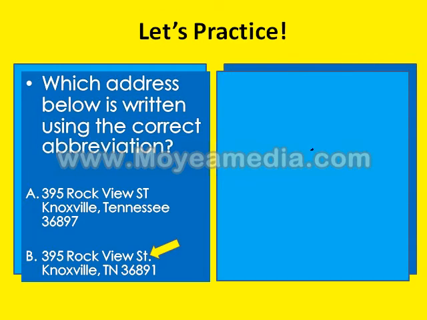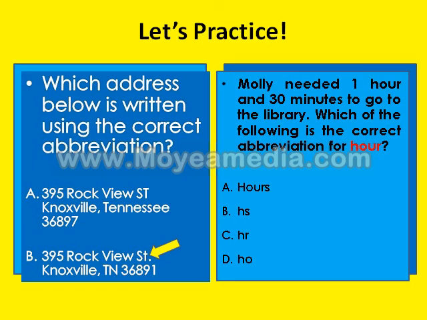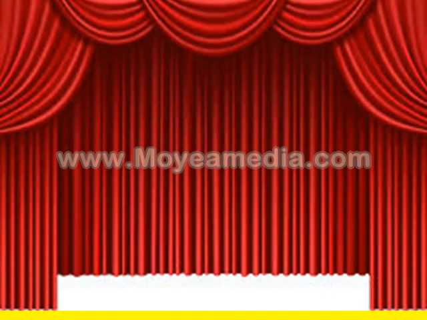Next. Molly needed 1 hour and 30 minutes to go to the library. Which of the following is the correct abbreviation for hour? Is it A, B, C, or D? Very good. Excellent job. Okay, kids.